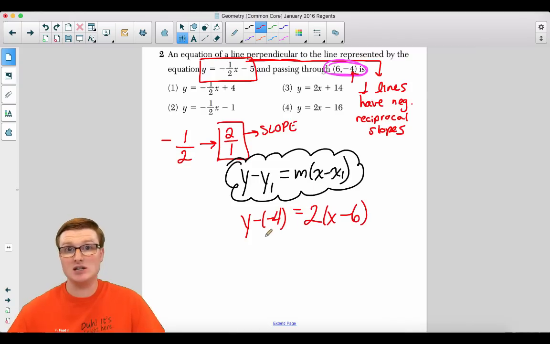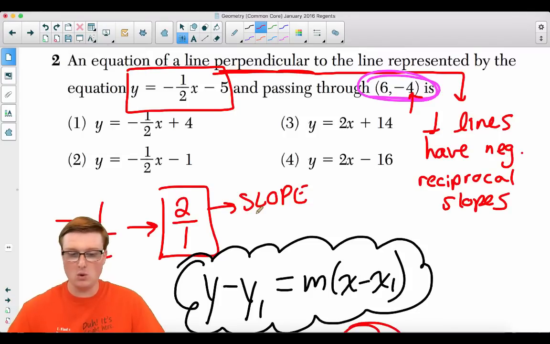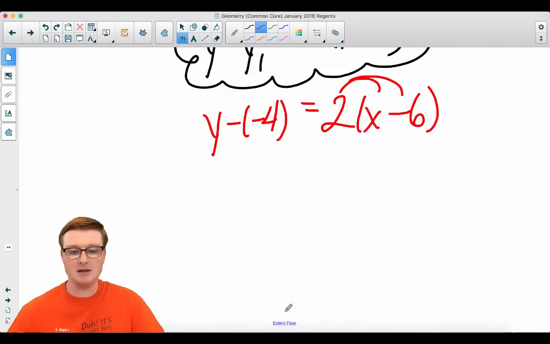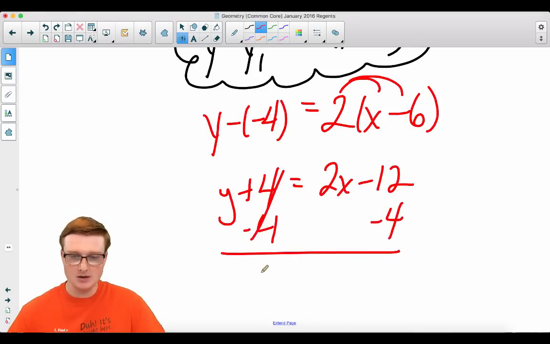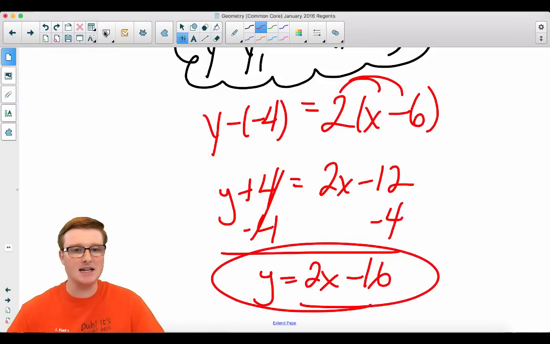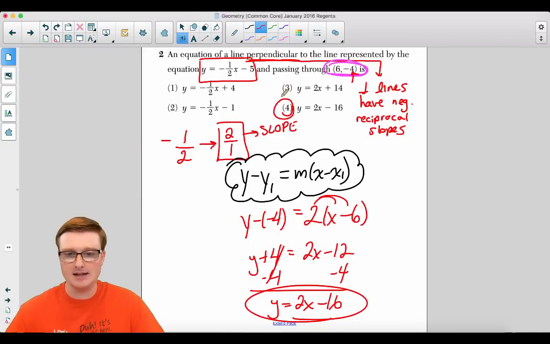So now we just continue to solve. We distribute that 2, and we change that negative 4 to a positive because 2 negatives give you a positive. So that's y plus 4 is equal to 2x minus 12. Subtract the 4 on both sides, and you get y is equal to 2x minus 16, which is choice 4. Choice 4 is the answer for number 2.